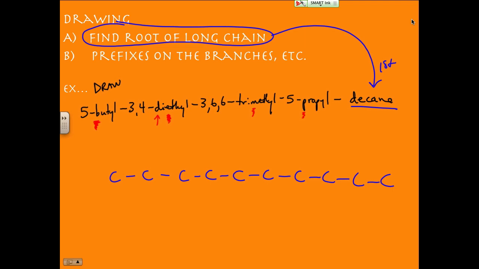Now, off of the 5th carbon, the number 5 tells me that I've got to put a butyl. How many is but? 4. So 1, 2, 3, 4. Off of the 5th, I'm going to put 1, 2, 3, 4. There's a butyl. Does it matter if you go up or down? No, it doesn't matter if you go up or down. Off of the 3 and 4, this means I have 2 ethyls. So, off of the 3, here's an ethyl. And off of the 4, just for fun, I'm going to put it down. This looks nice. So they both are ethyls off of the 3 and 4.